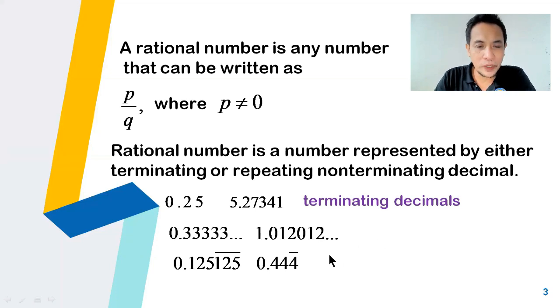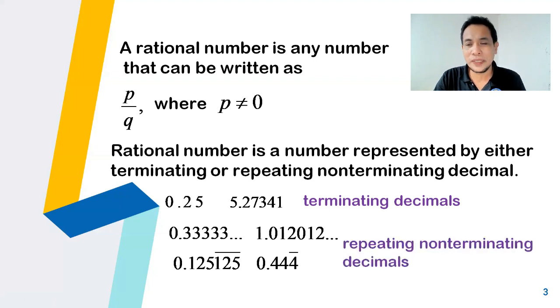Next example is 0.125 with a bar, and so on. The bar above 125 tells us that the digits 125 keep on repeating. Another example is 0.4444, meaning the digit 4 repeats, so it does not terminate. All right, so this is an example of a repeating non-terminating decimal.